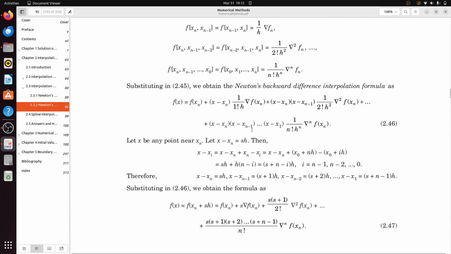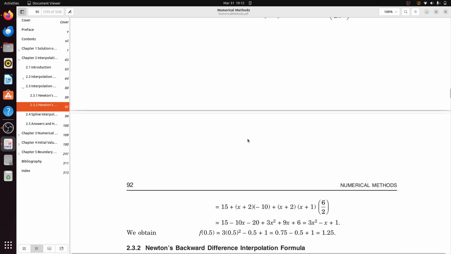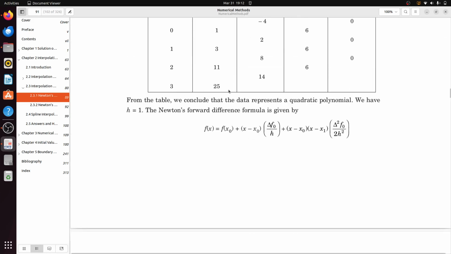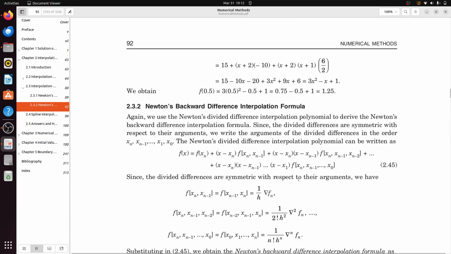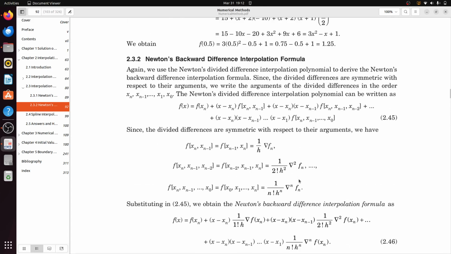So for the same problem, the table is the same. Construct the backward difference interpolating polynomial. Please construct the backward difference interpolation polynomial. That will be 25 plus x minus 3 into 14 plus x minus 3 into x minus 2 divided by factorial 2 into 6. Then put 0.5 and tell me what answer is coming. This is the formula.